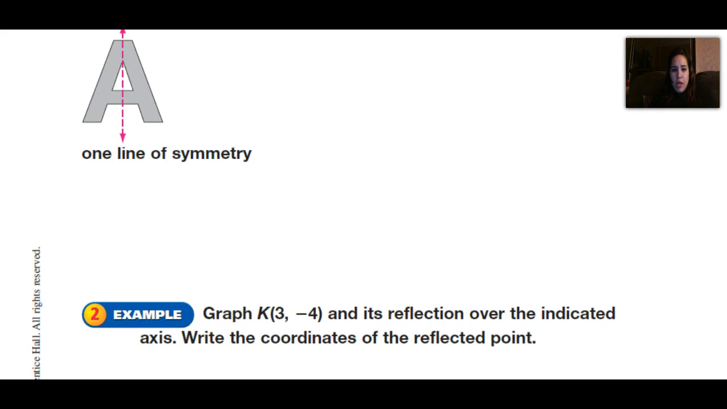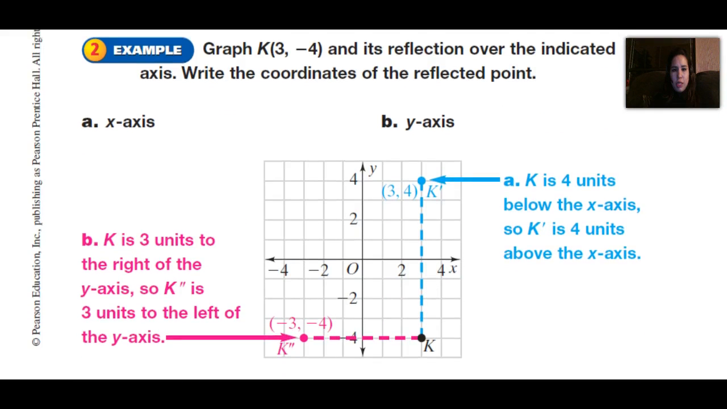Let's look at the second part. This one says they want us to graph this. So it says to reflect it, and we're going to reflect it over first the x-axis. Okay, so let's go ahead and do that. The first step is to graph (3, -4).